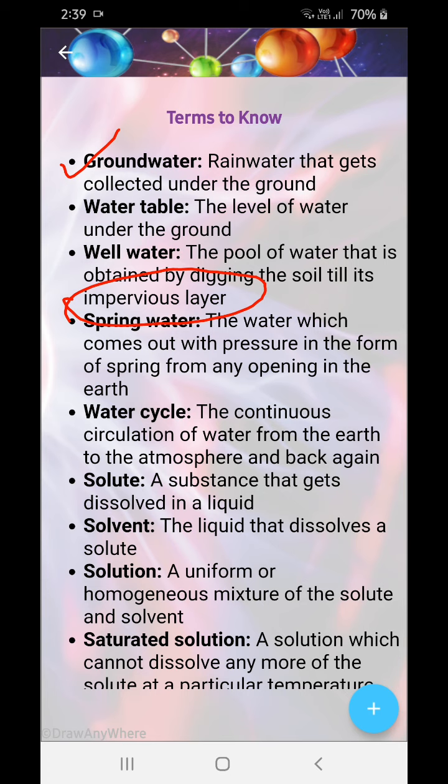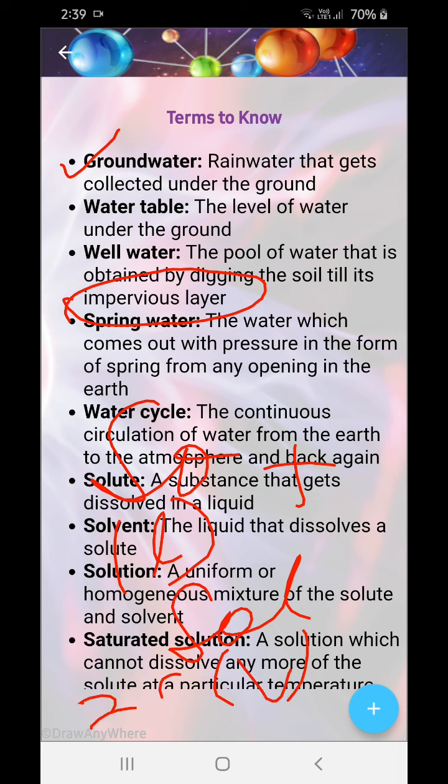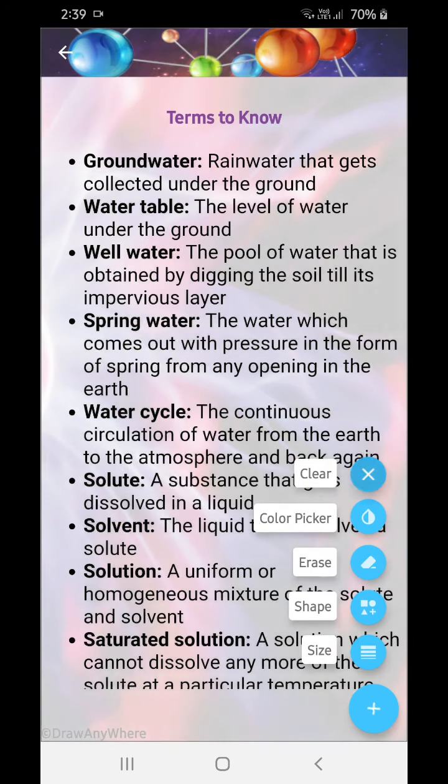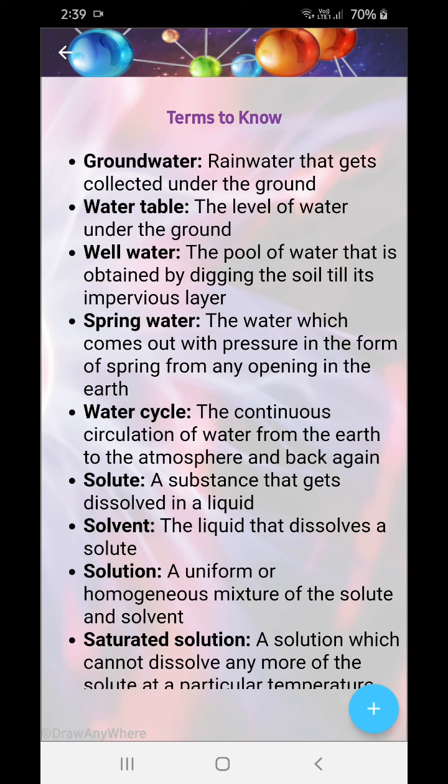Okay. Next you have the solute. Now you know very clearly, solute plus solvent equals solution. You know this very well. Okay. So solute plus solvent equal to solution. So what can solution be defined as? A uniform or homogeneous mixture of a solute and a solvent.